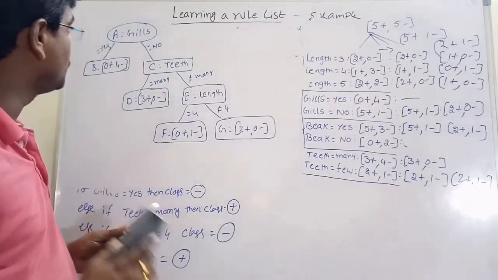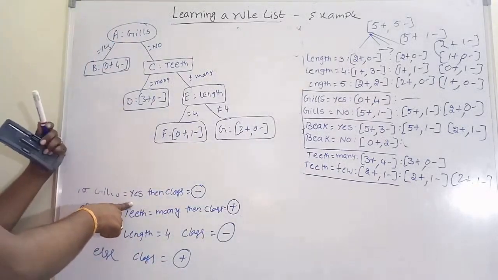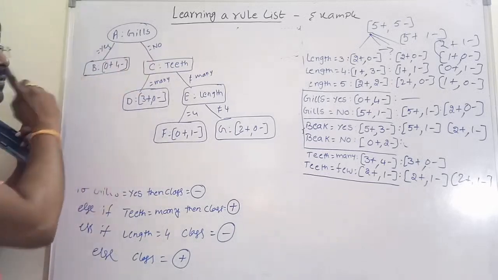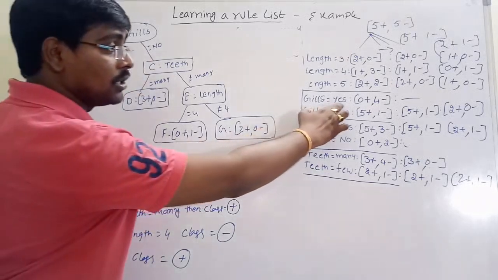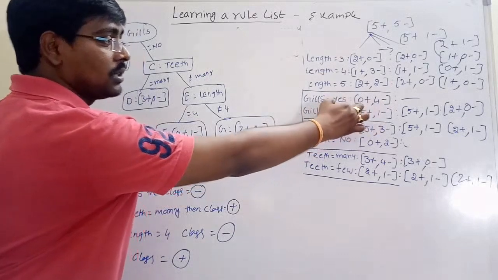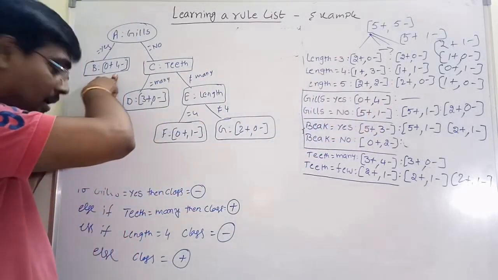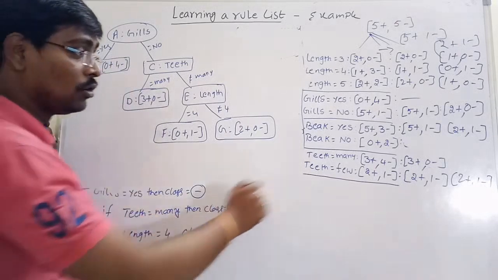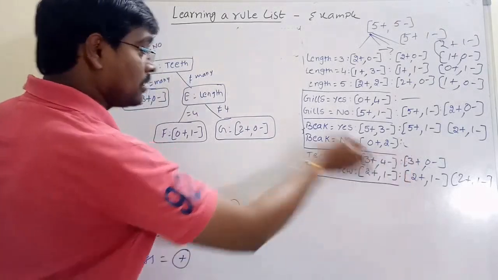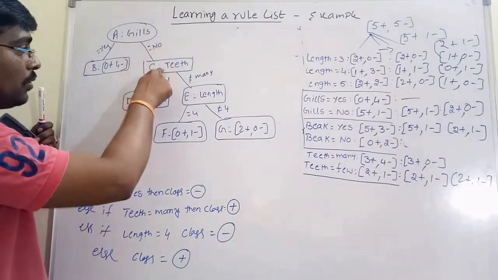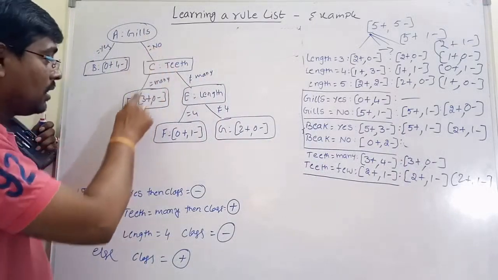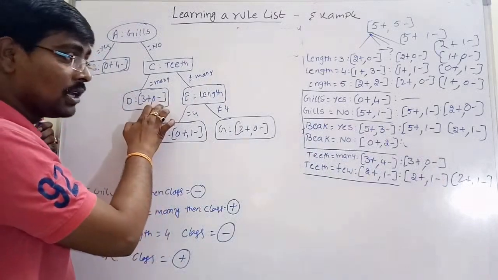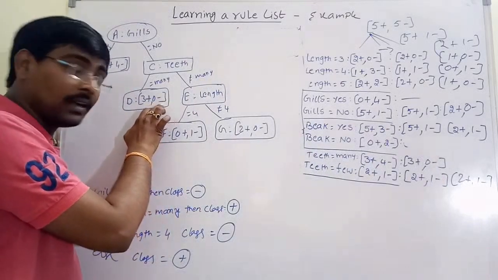Now finally this is the tree. Observe, if gills is equal to S. In the previous step I am eliminating step by step. If gills is equal to S, 0 positives and 4 negatives. The class is predicted, that is completed. If gills is no, we are moving to teeth. If teeth is equal to many, on teeth we are getting 3 positives and 0 negatives.